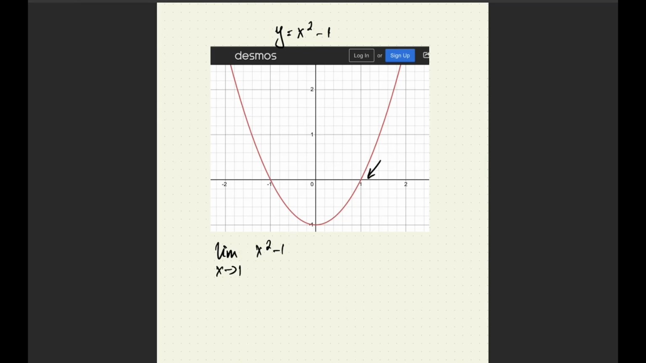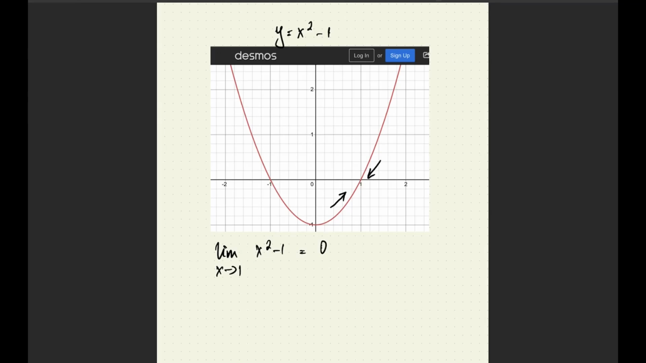And then we say that as x gets closer and closer to 1 from the left-hand side of the function, y is getting closer and closer to 0 again. Now, since when we move closer and closer to x equals 1 from both the right-hand side and the left-hand side, y is still getting closer and closer to 0, then we can generalize this and say that the limit as x approaches 1 of the function x squared minus 1 is equal to 0.